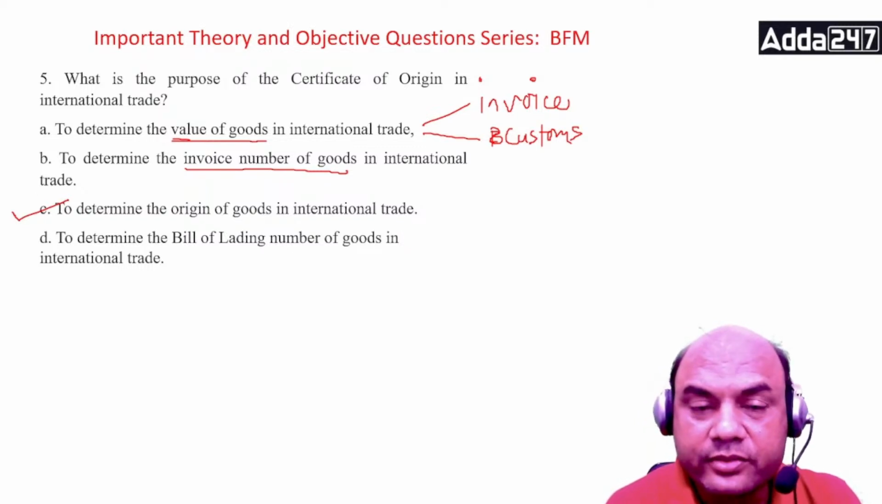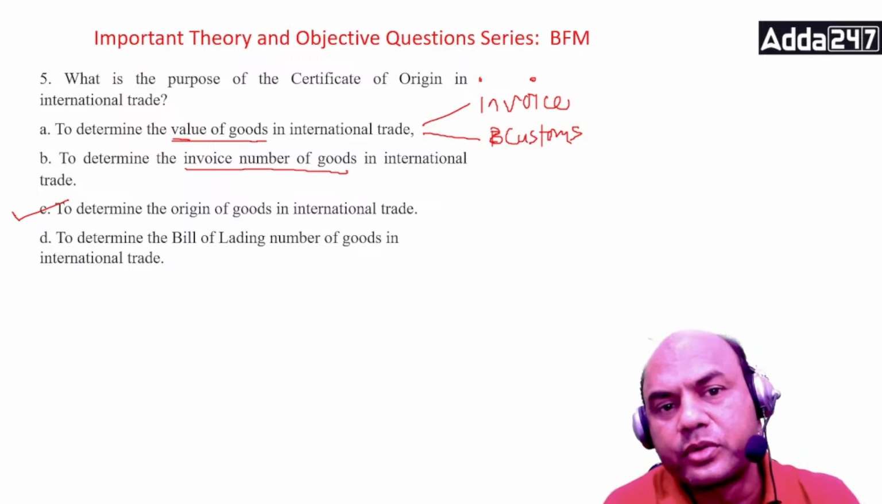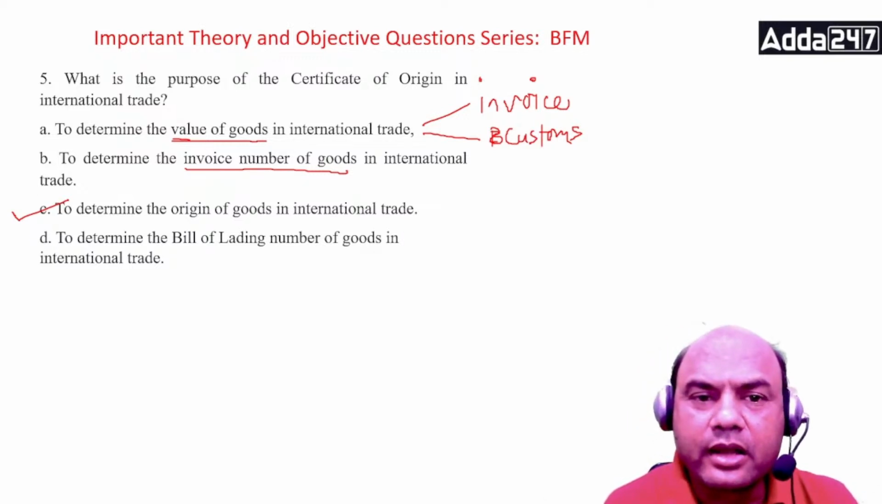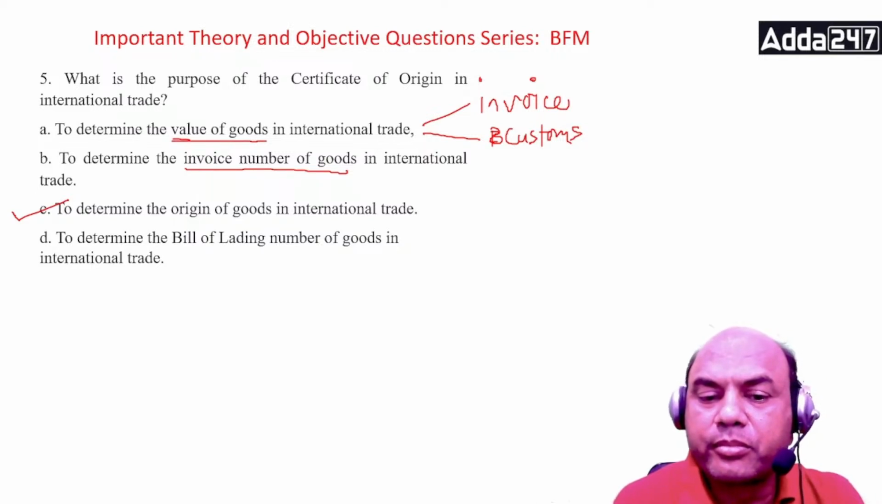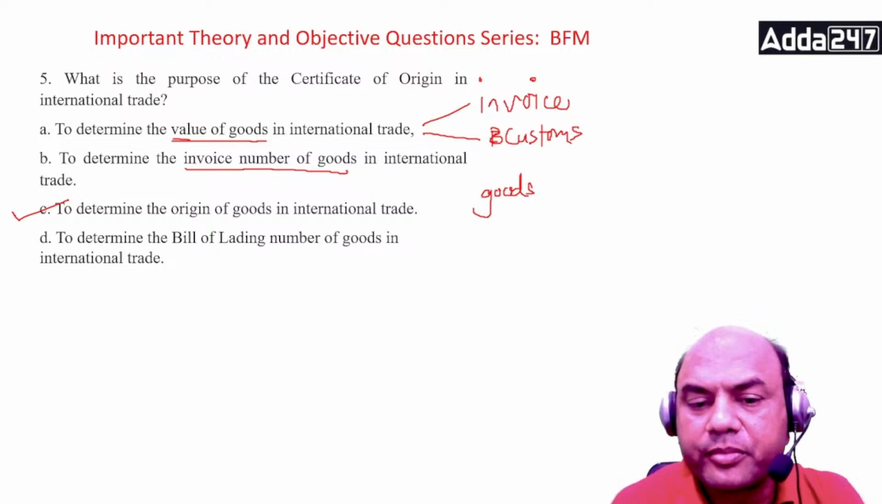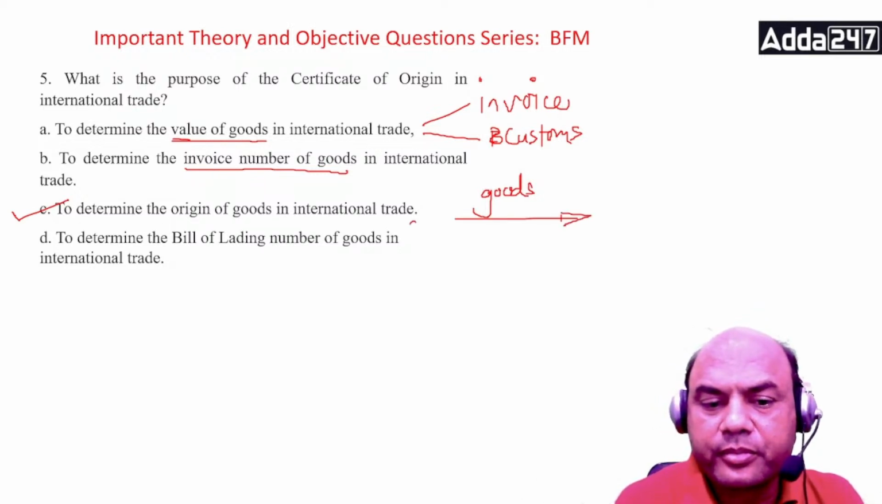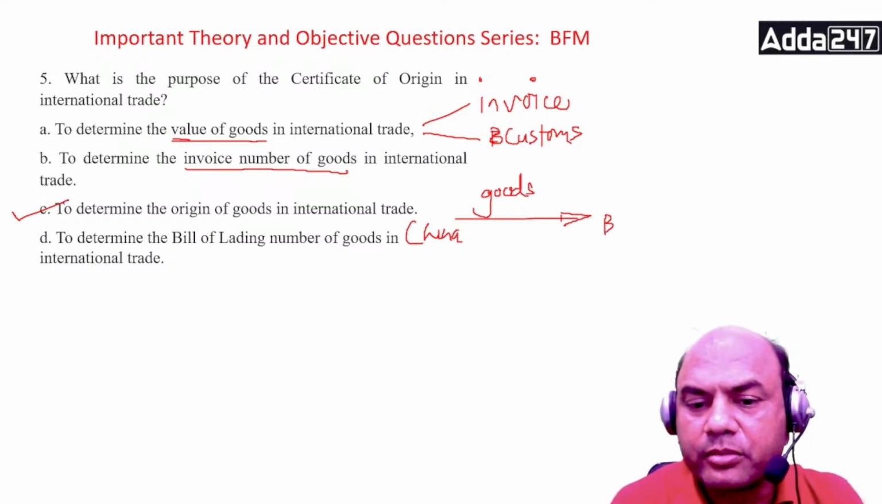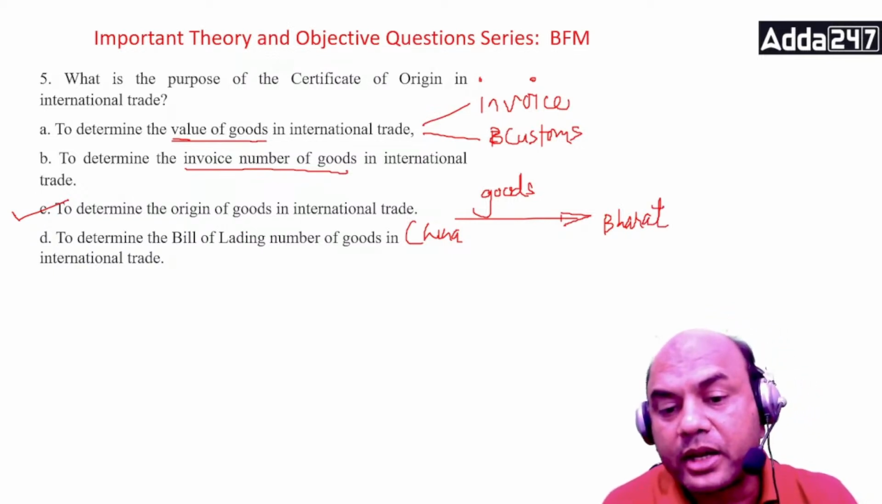Now, why is this required? Many countries, what do they do? For example, in our country only. Suppose somebody brings goods from China. Let's say China to Bharat. The goods are brought from China to Bharat.